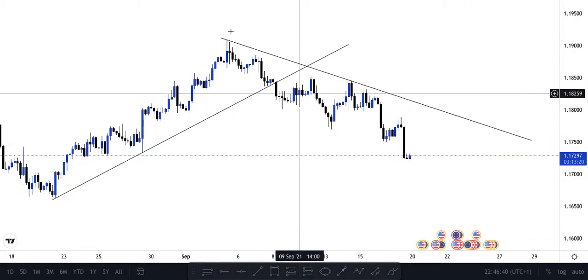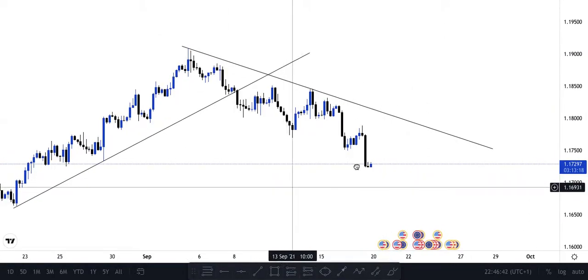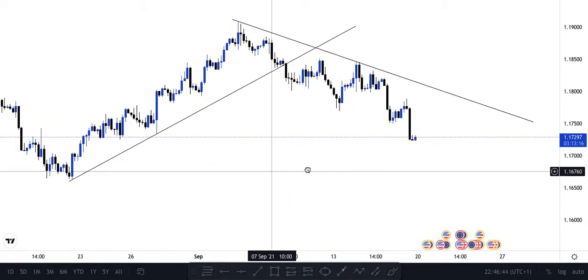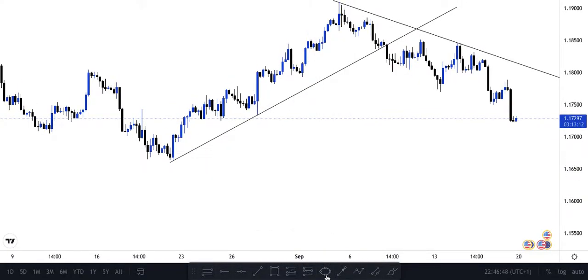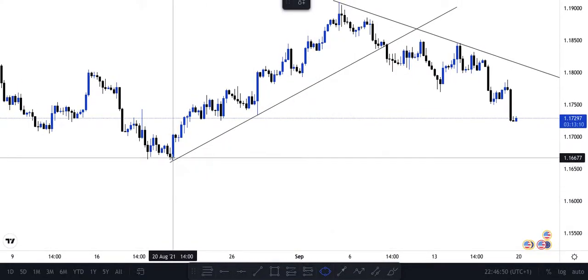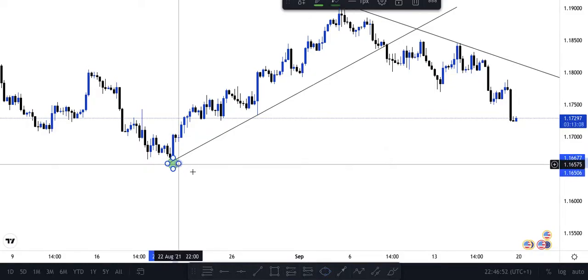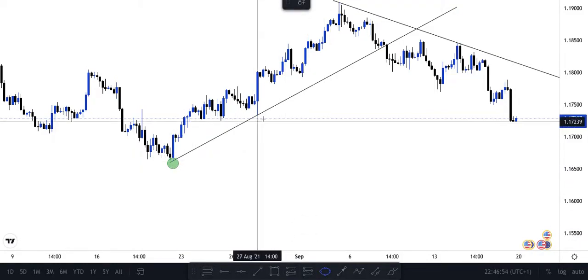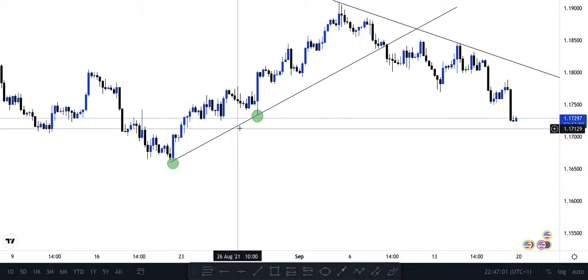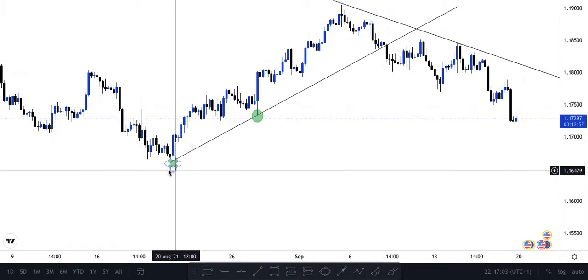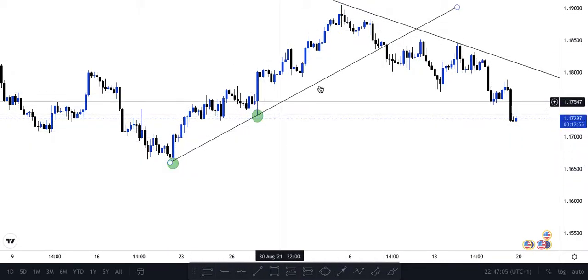Now, the reason why I say from the wick to the wick is because for a trend line to be valid, there needs to be a minimum of 2 points connected to the trend line. For example, we have our point 1 right here, point 2 right here. Boom. A minimum of 2 touches for a trend line to be valid. So we got our first touch, our second touch, onto the future.